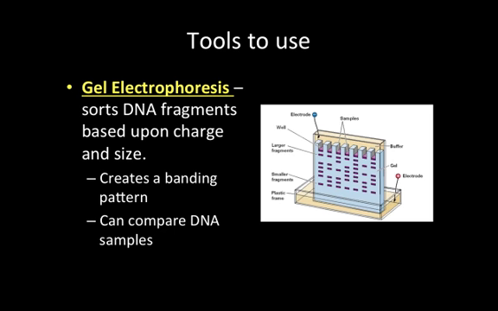If they're the same DNA, the restriction enzyme will cut at the same locations, and you'll have similar bands that are present on the gel. Alright, so it's a way we can compare DNA samples in either paternity cases or crime scene investigations.